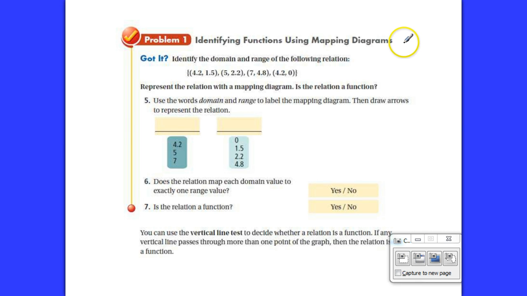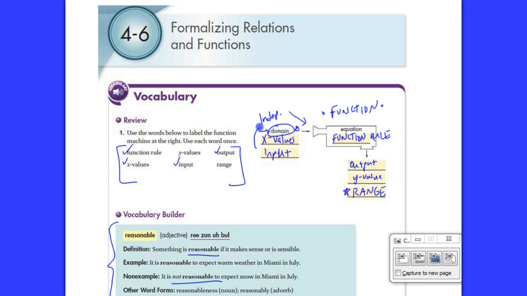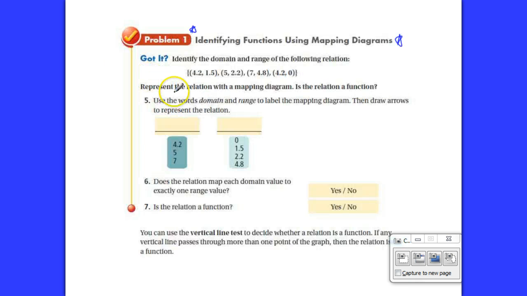What you do need to be able to do, and this is important, is identify whether something is a function or not. And like I mentioned, we talked about this earlier, but you're going to be tested on it here in this particular section. So let's do that. Identify the domain and the range of the following relation. Well, if you look back on your first page, okay, domain is x, right? Domain is x, so all of the x values will go as the domain, and the range are the y values, okay? So 4.2 is a domain, 5 is a domain, 7 is a domain, and 4.2 is a domain again. So keep that in mind as we look at number 5.